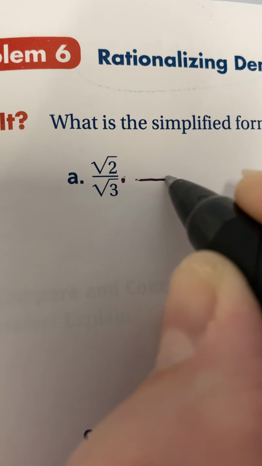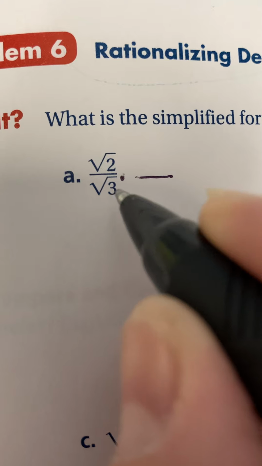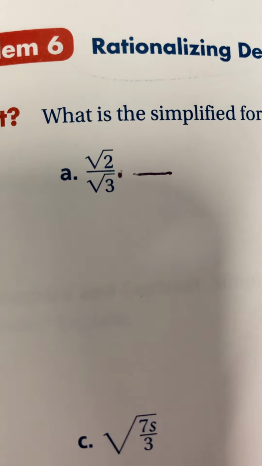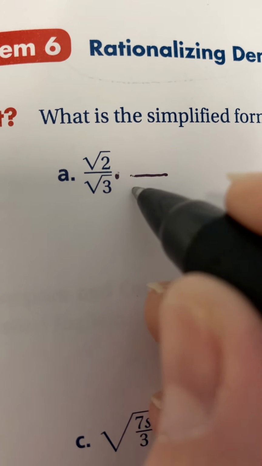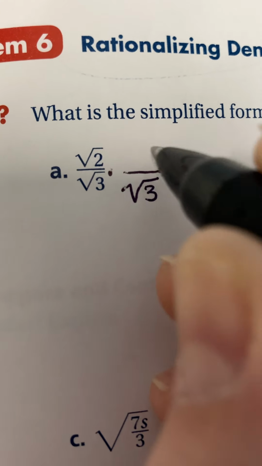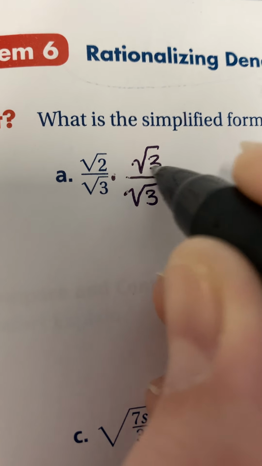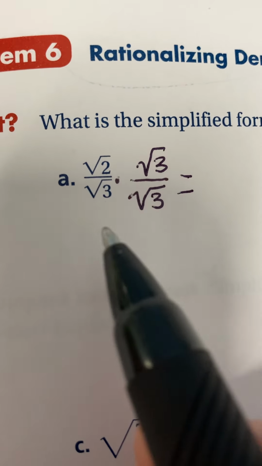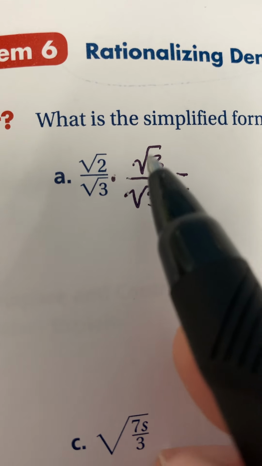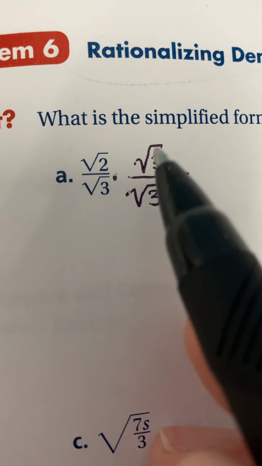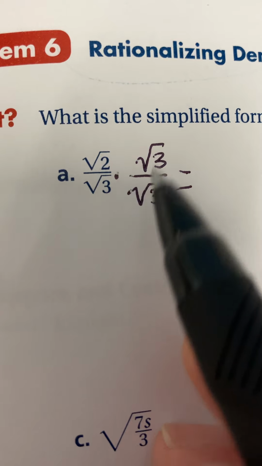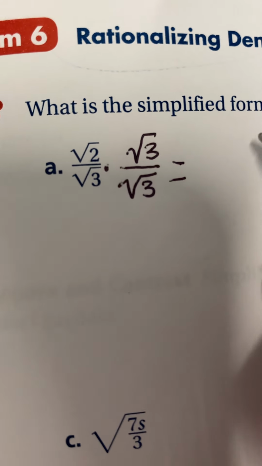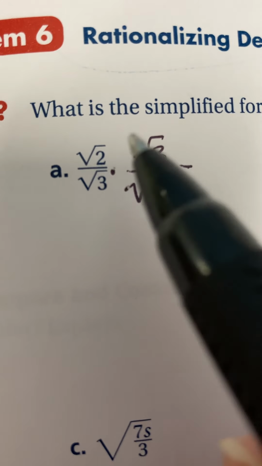So how you take care of that is you want to multiply this by something that gets you to a perfect number so you can pull it outside of a radical. So basically on square roots, it's usually what's in the bottom. So I'm going to multiply by the square root of 3 over the square root of 3. All right, remember this is just the number 1. It's a fancy 1. Square root of 3 divided by the square root of 3 is just 1. So I'm multiplying by 1, so it does not change the problem.